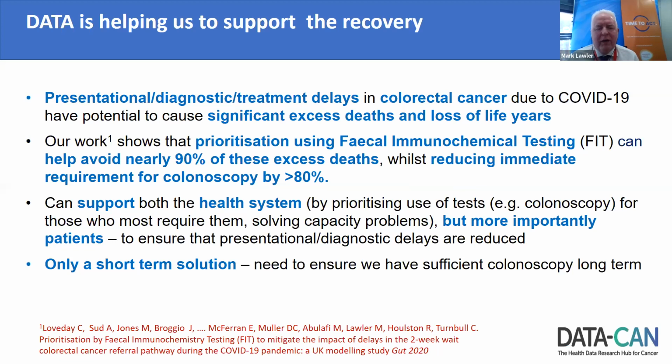Also, what we found was that we could use data to help us to support the recovery. So having highlighted what the issues were, we could also look at ways in which we can use data really to help us, particularly in colorectal cancer, looking at ways in which we can prioritize the use of, for example, fecal immunochemical testing, can avoid very significant numbers of these excess deaths that I highlighted, and also have impacts in relation to supporting the prioritization to solve capacity problems within the health service.